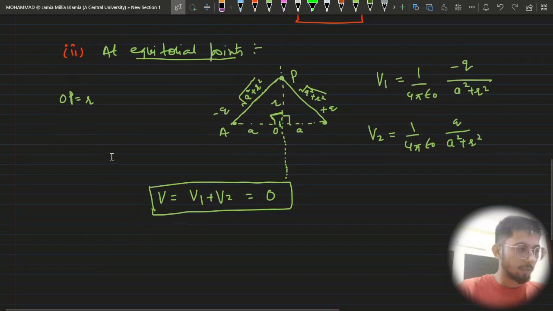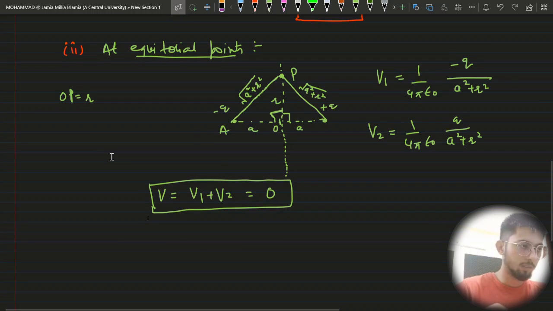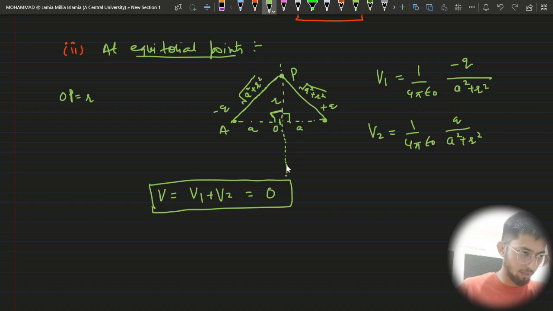So there will be 0 potential due to a dipole at equatorial points. At all points here there will be 0 potential. These are the 2 points where we generally find the electric potential. Now there is a third case, which is the general case. We will not prove it, I will just write the formula for you.